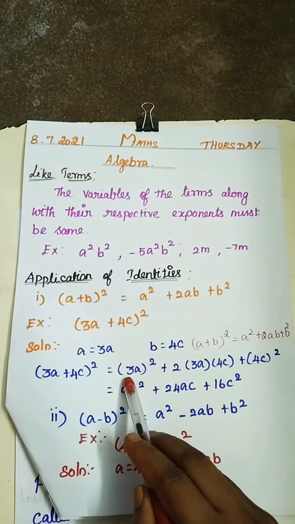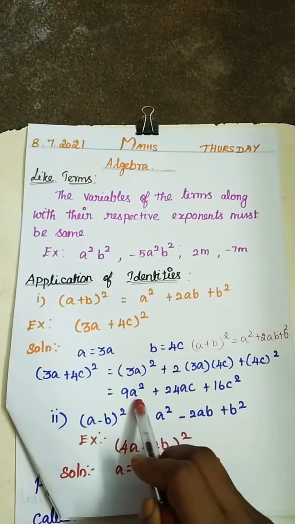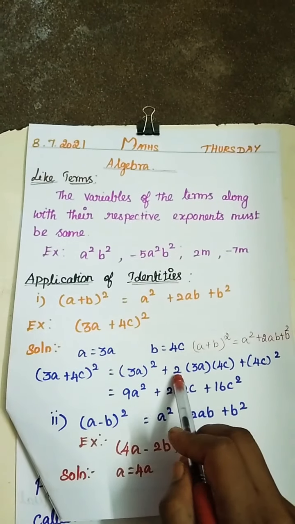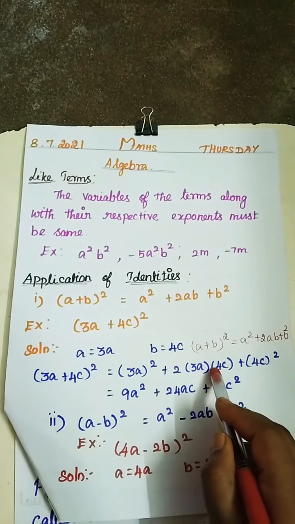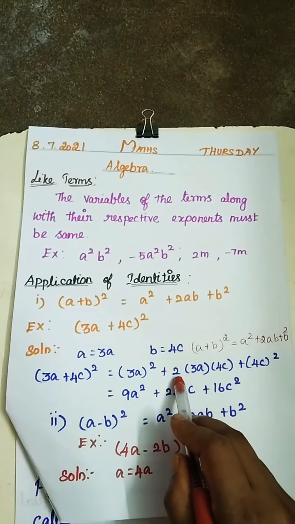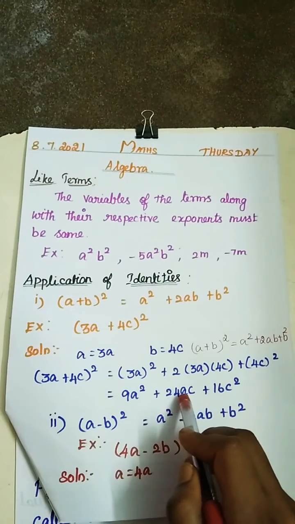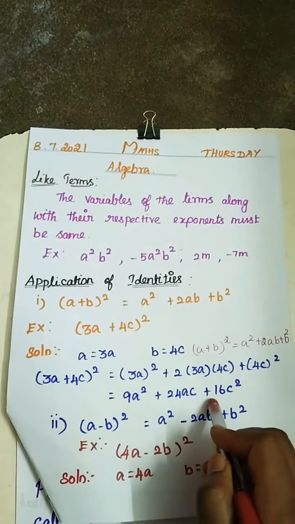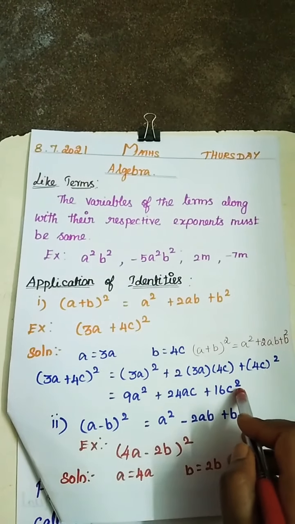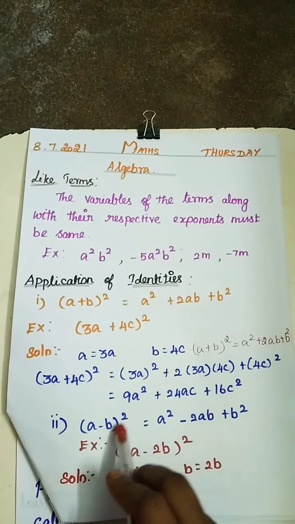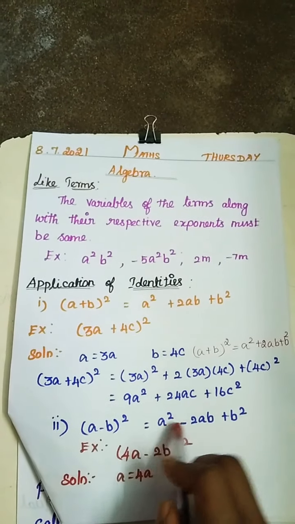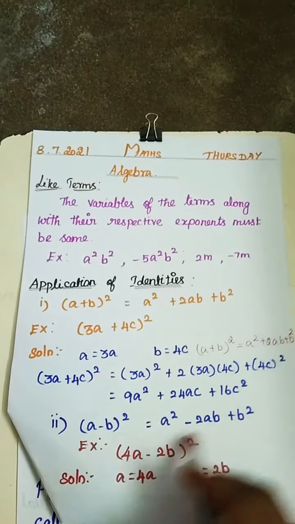Listen, 3 square means 9, 3 3s are 9, a square plus 2. 4 3s are 12, 12 into 2, 12 2s are 24 ac, plus 4 4s are 16 c square. So next one, (a minus b) the whole square equals a square minus 2ab plus b square.